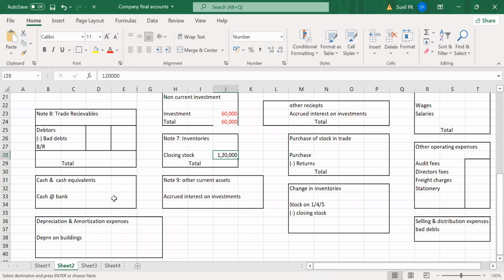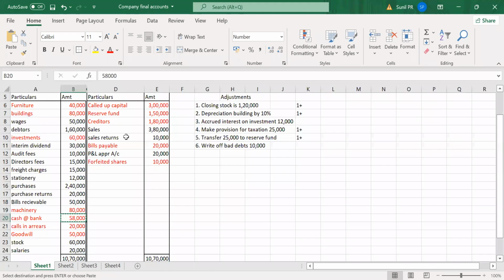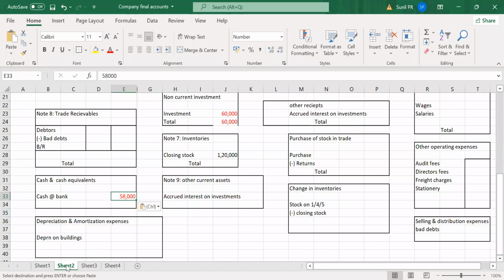Before that, note number 8 is trade receivables. Current assets we are doing now. We are done with the first heading, non-current assets is over. Next is current assets. Under current assets, remember, trade payables, trade receivables, and cash and cash equivalents. So now cash and cash equivalents is over.